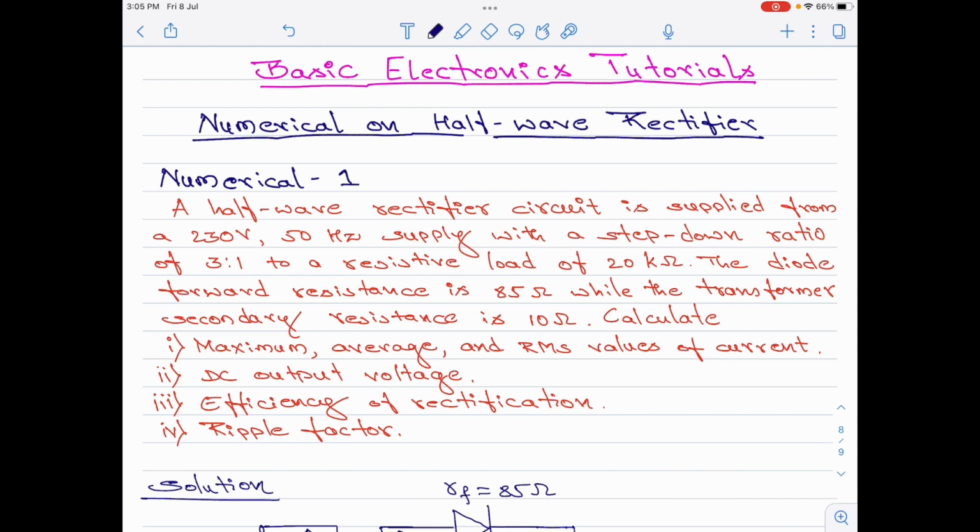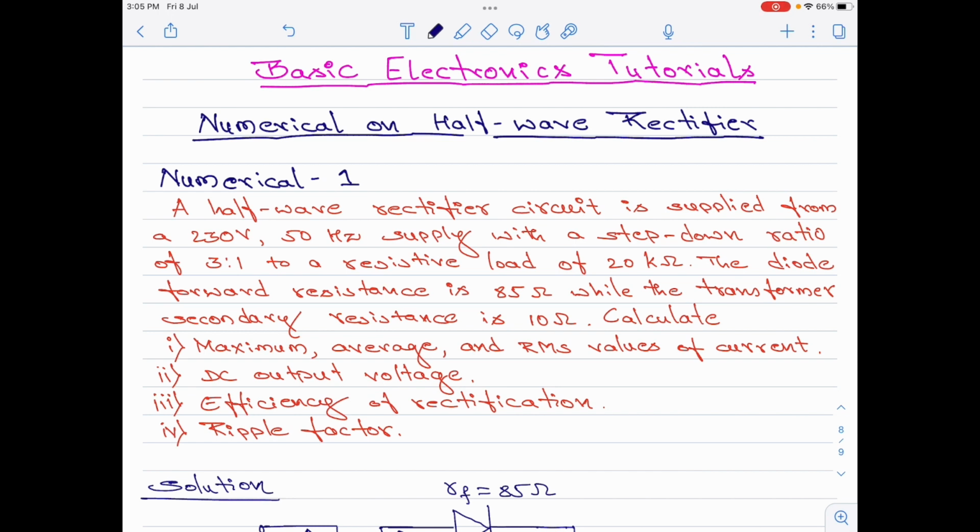Calculate part 1 of the question, maximum, average and RMS values of the current. Part 2, DC output voltage. Part 3, efficiency of rectification. And part 4, ripple factor.